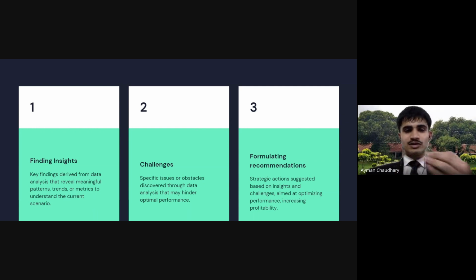So we have divided this into 3 parts. First is finding insights, which are key findings derived from data analysis that reveal meaningful patterns, trends, or metrics to understand the current scenario of our dashboard. Second are the challenges or potential threats, specific issues or obstacles discovered through data analysis that might or might not hinder optimal performance. Thirdly, we have formulating recommendations. These are strategic actions suggested based on the insights and challenges, aimed at optimizing performance, that will hopefully increase our profitability. So if that sounds interesting, let's move on to the next slide.